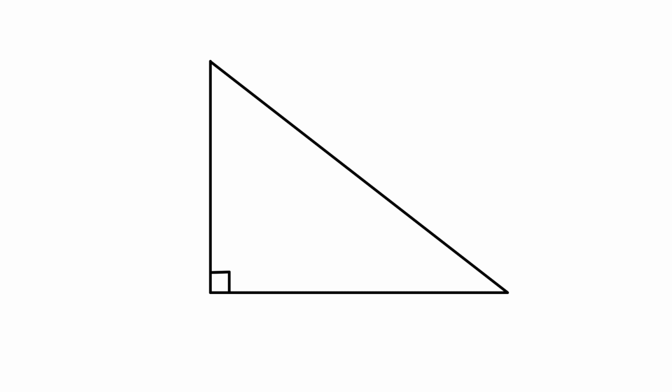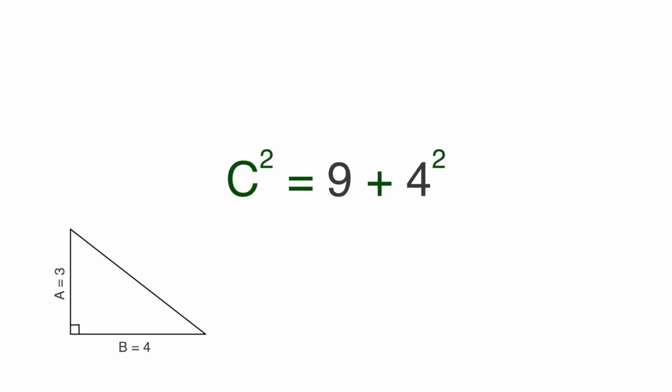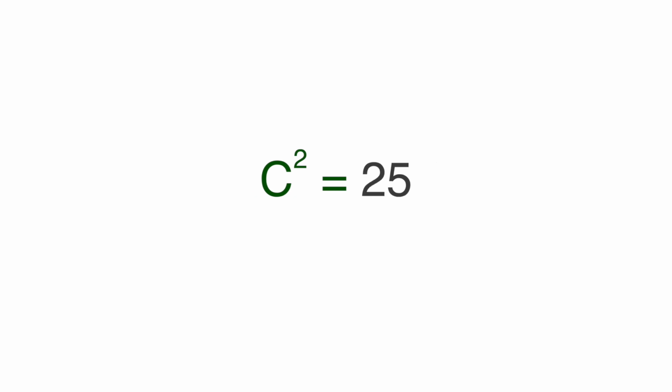In a common situation, you may have measured the two shorter sides of a right-angled triangle, and you want to know the length of the third side, the hypotenuse. Let's suppose the length a is 3 meters and the length b is 4 meters. To figure out the length of c, the hypotenuse, we start by substituting those numbers into the equation. Okay, now we need to square those numbers individually. 3 squared is 9 and 4 squared is 16, as you should remember from your times tables. Next, we add these together to get 25.